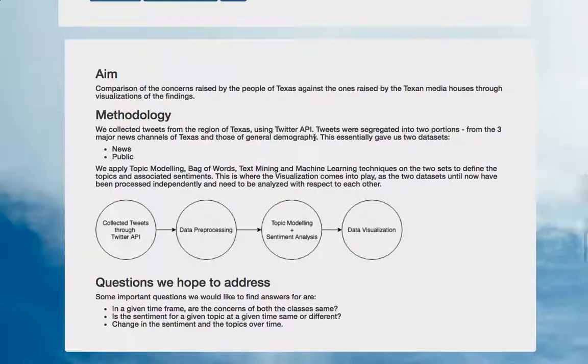Our methodology includes collecting tweets through the Twitter API, geotagged for the region of Texas, to get the public data. We scraped the Twitter feeds for three major news channels of Texas to get the news data. This essentially gave us two datasets on which we applied topic modeling using LDA and categorized them into meaningful clusters by hand labeling the topics we obtained. We calculated the sentiment for each tweet and got a sentiment for each topic by getting the average of the sentiments contained in the topic cluster.